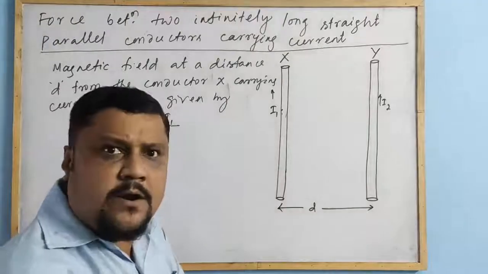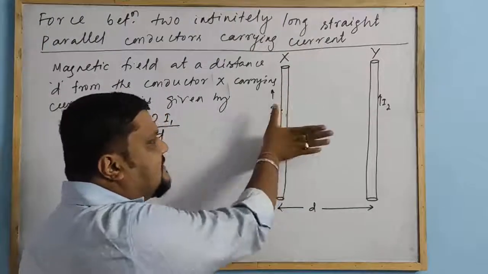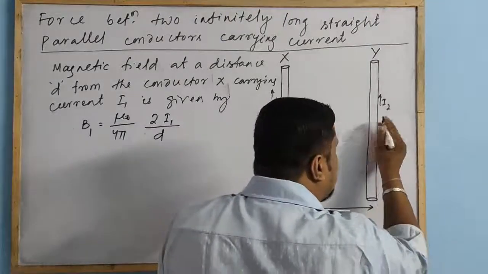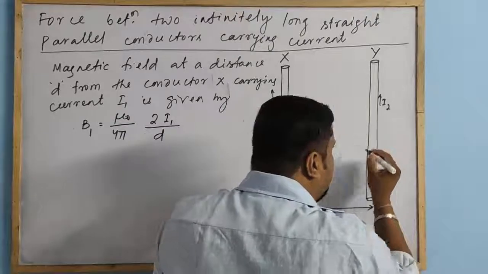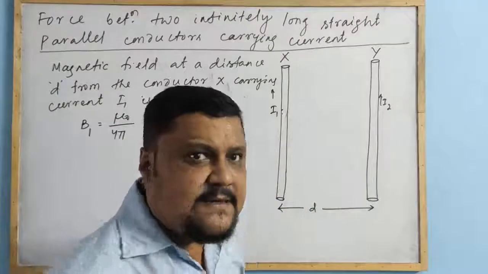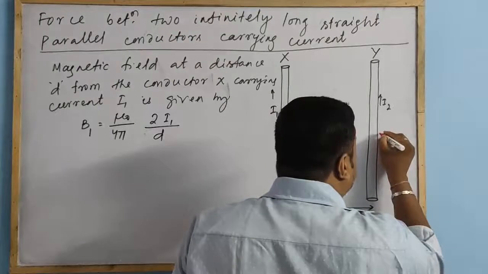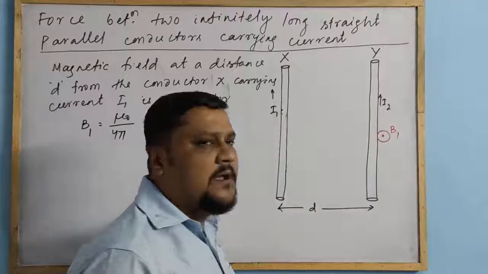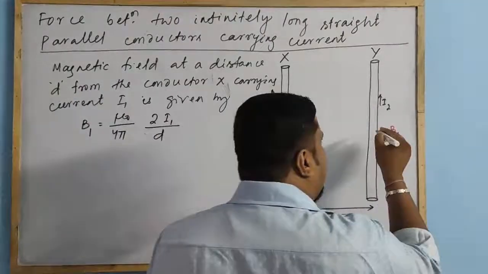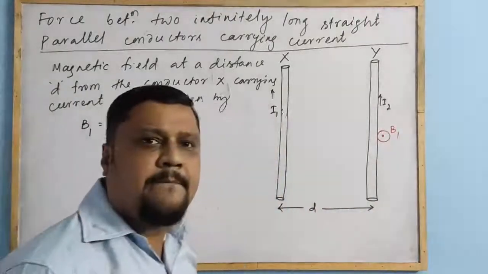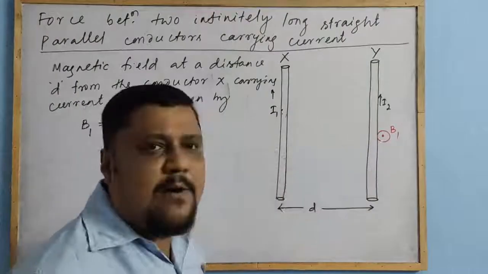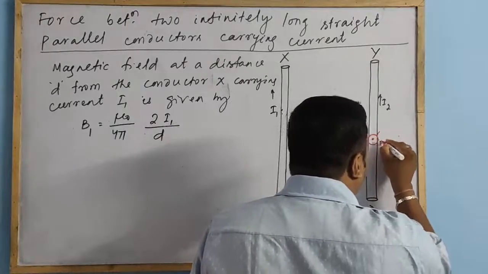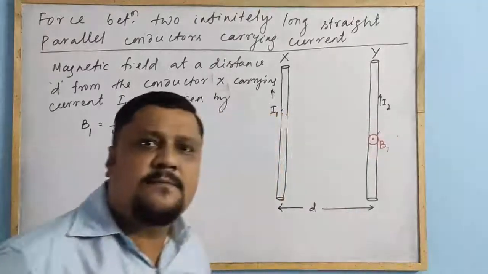Long straight current carrying conductor. Hold the conductor. The current is in this direction. So it is perpendicular inward, in this region at the point D. So I will show this direction of the magnetic field is perpendicular inward. At this point, I can show that magnetic field B1 is like this. It is inward. Clear? Or I can show on this conductor also. This is the magnetic field B1 perpendicular inward.